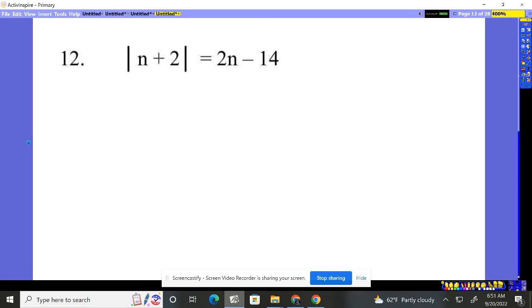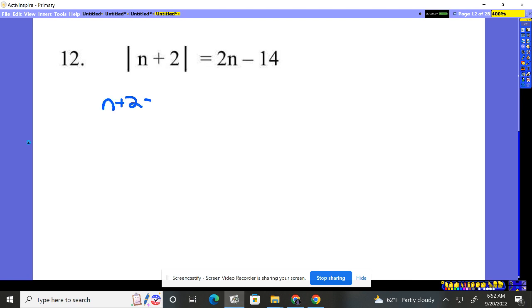Number 12, an absolute value. Remember, there's always two solutions there. It equals 2n minus 14. Now, normally there's two solutions, but when I see this set equal to a variable on the right-hand side, that tells me there might be a solution that doesn't work, an extraneous solution. So let's see. We know an absolute value can either be positive or negative inside that.